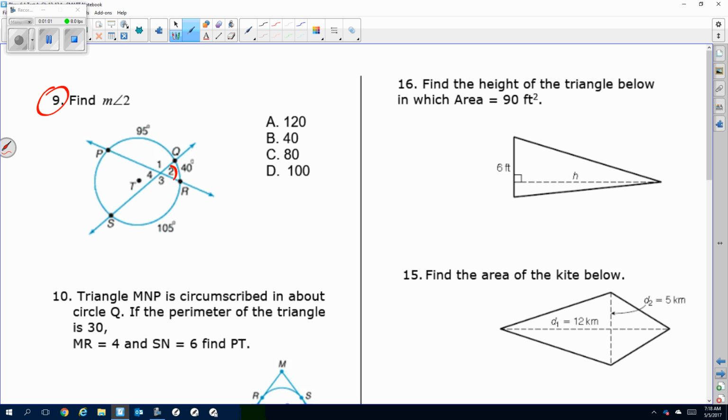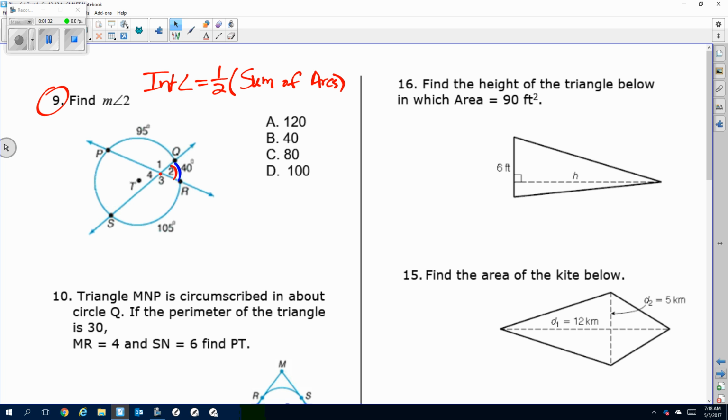What you need to know for number 9 is that angle 2 is an interior angle, because the vertex is inside the circle, but it's not at the center. Okay, the center is T. But angle 2 is an interior angle, and the interior angle equals half the sum of the intercepted arcs. And I'm just abbreviating here. So the arcs you have to look at are the arcs that are in between the angle. For angle 2, that would be QR.